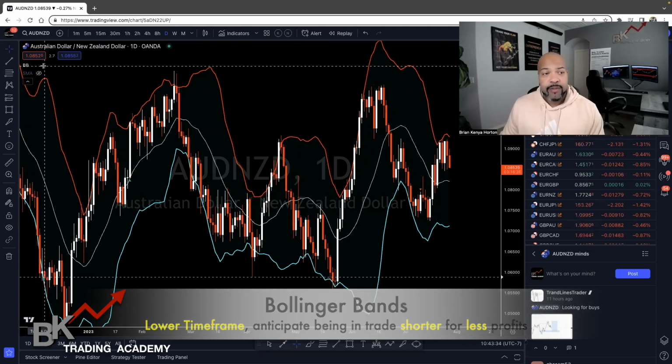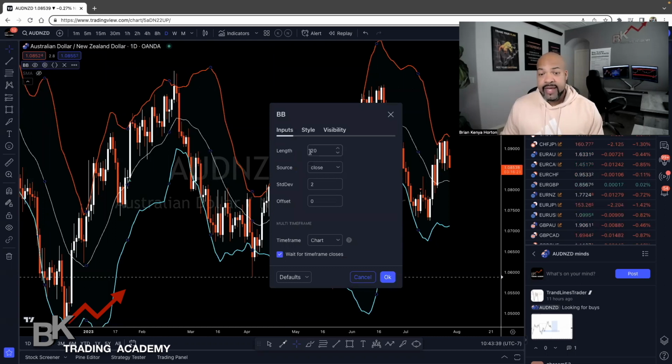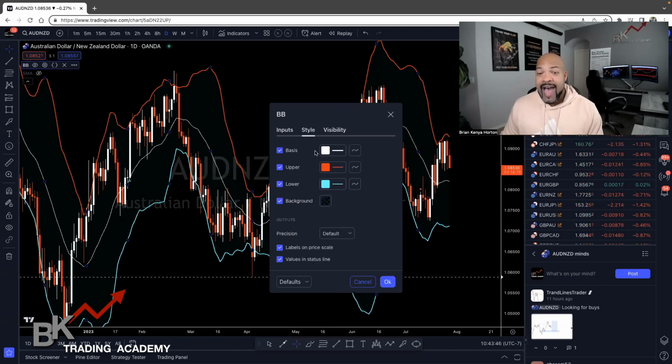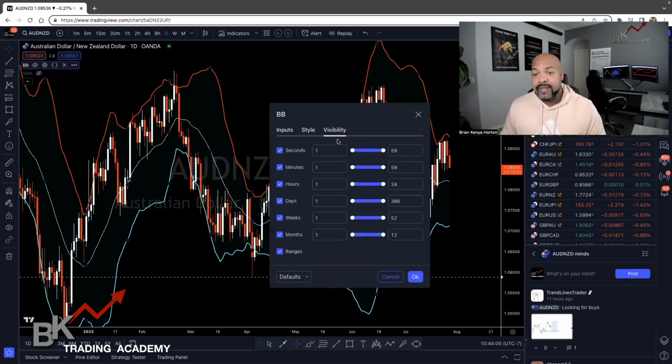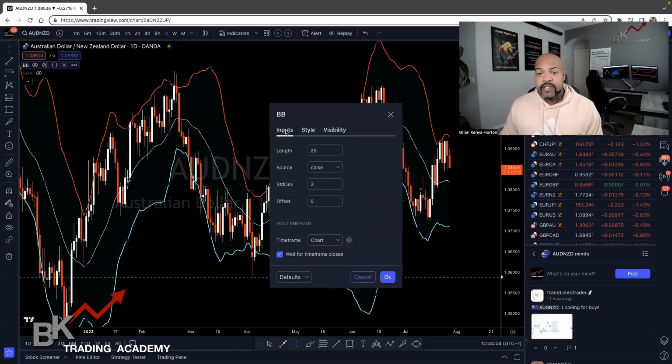Now my settings for the Bollinger Band, under inputs is length 20, the source is close, the standard deviation is 2, the offset is 0. The style is completely up to you. I have the middle band as white. The upper band, I have it as red because to me that signifies sell. And then I have the lower as green, which signifies a buy. That's just me personally. The visibility, you're just going to keep it the same. And I have these checked off here. So let's go ahead and look at how this can work.